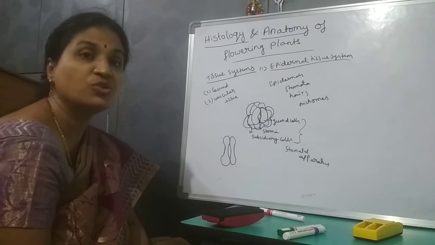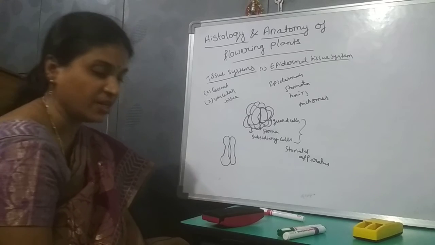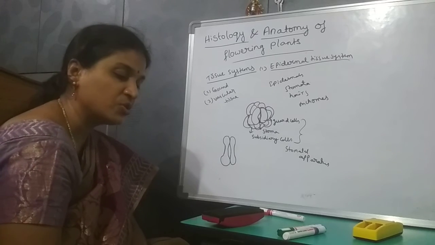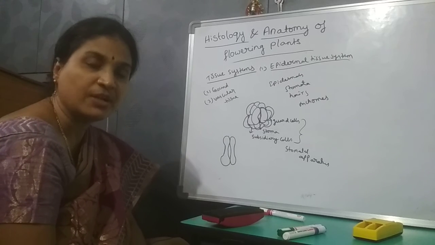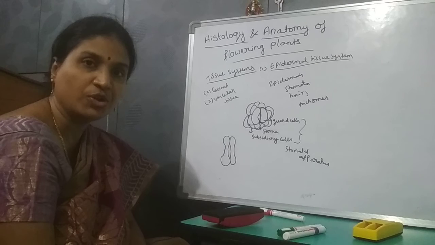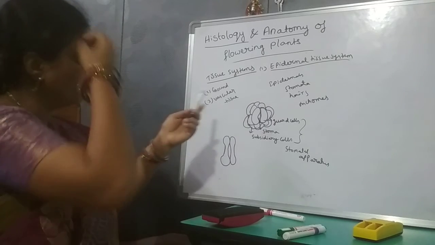They are useful to reduce the transpiration. They are present on the aerial parts. Trichomes are multicellular and useful to prevent the water loss, to reduce the transpiration rate. That is about the epidermal tissue system.